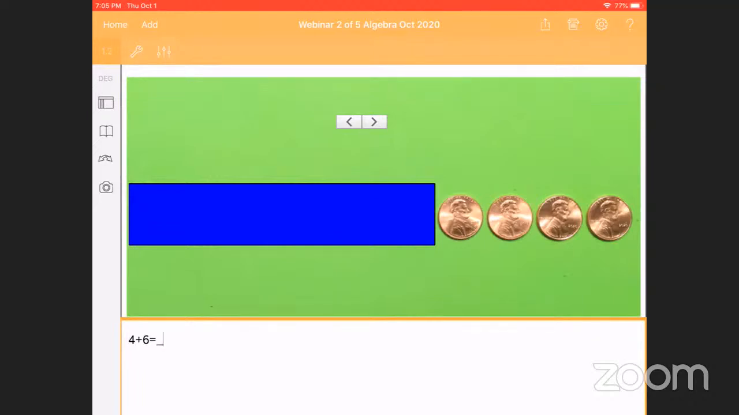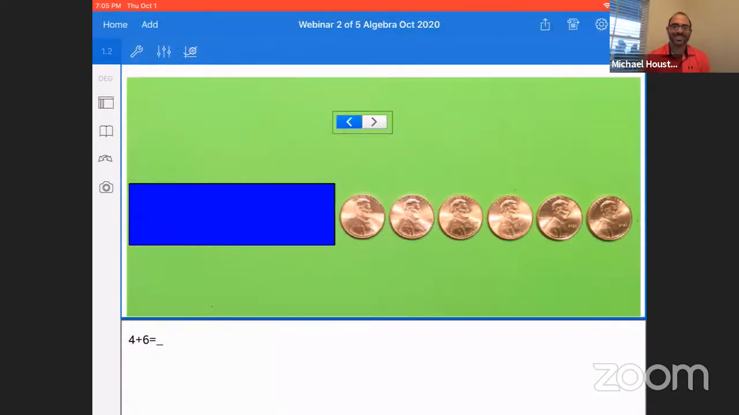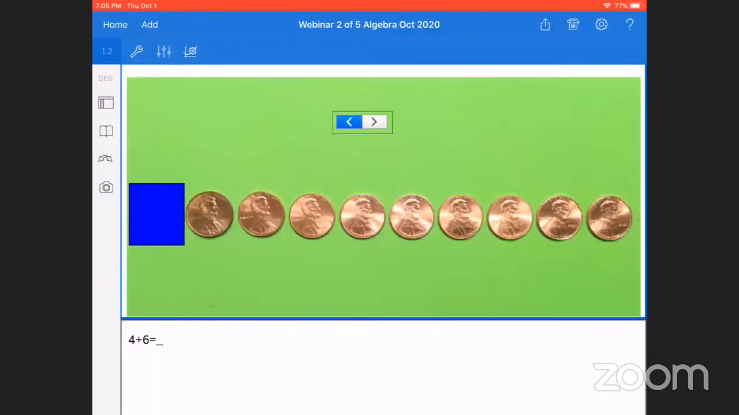So let's reveal 6 more coins. Then the students could count each one of those coins individually if they needed to double check, because I tell them it's always important to check that 4 plus 6 does indeed equal 10.